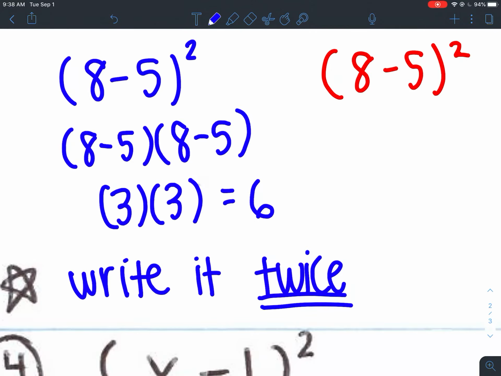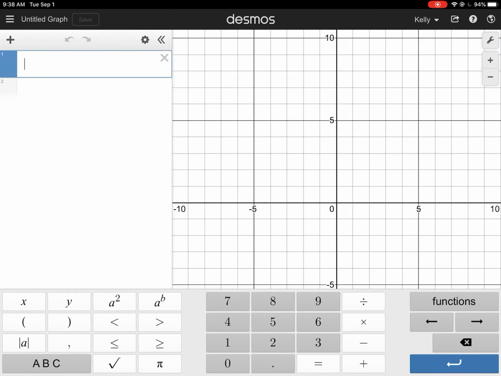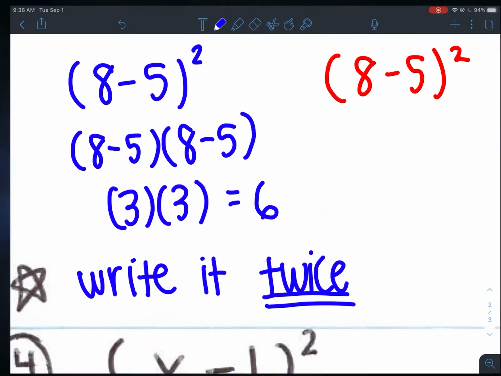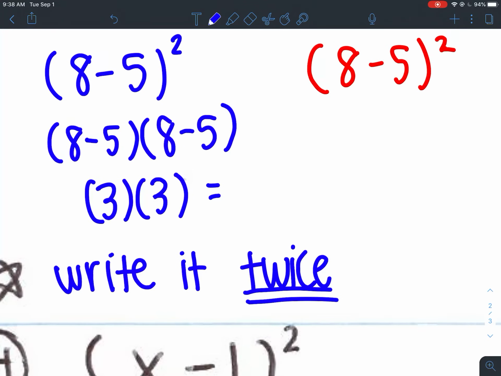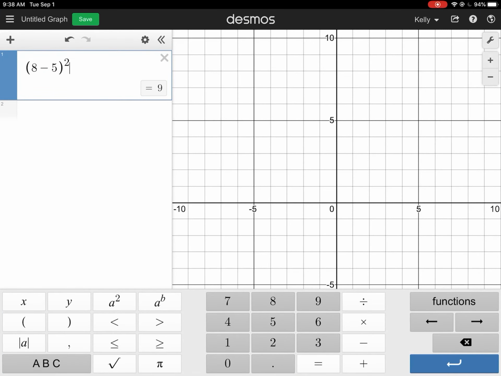And I can actually type this into Desmos, and it will give me that number, right? So I'm going to go ahead and go to Desmos, if it will load. Put on projector mode so you can see better. Parentheses, 8 minus 5 parentheses squared. Oh, sorry. 3 times 3 is 9. Okay, that was my bad. I had a brain fart in that moment. 3 times 3 is 9, I promise. I'm just a little tired. But 3 times 3 is 9. And as Desmos states, it is equal to 9.